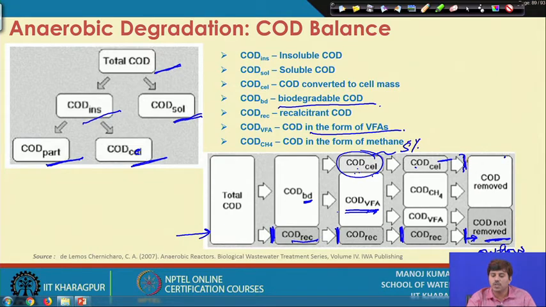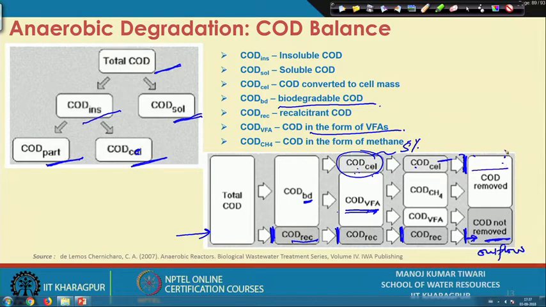So, the COD due to the cell mass forms a constituent of the COD which is removed from the system, because the biodegradable COD which has converted to cell mass has settled down. So, it has been removed from the water phase, and that is why it will come as COD removed.